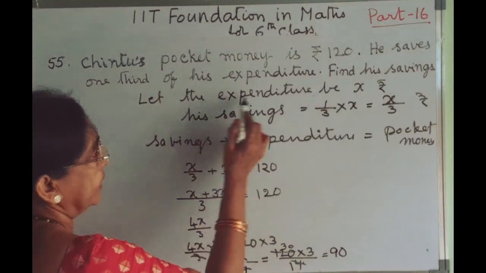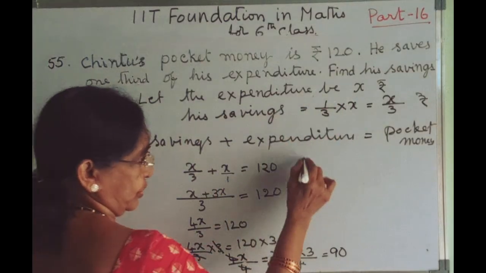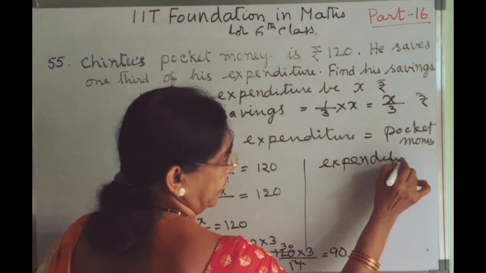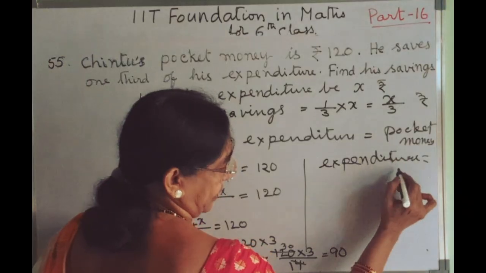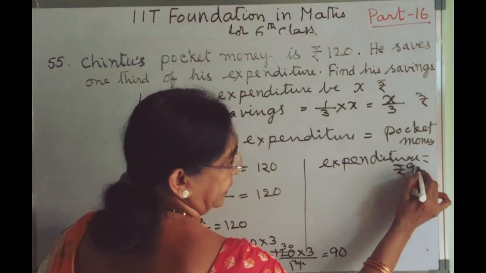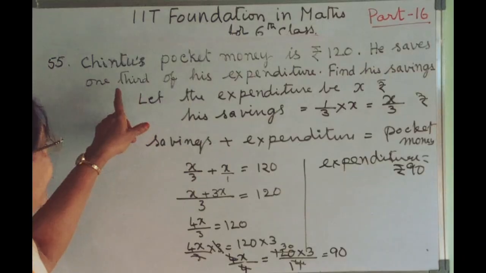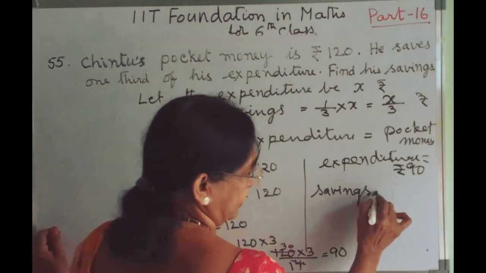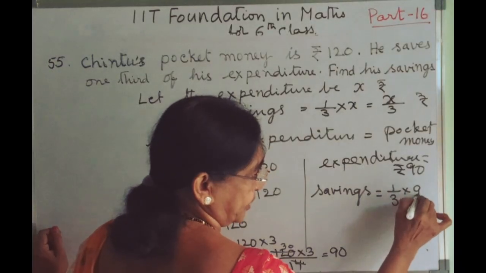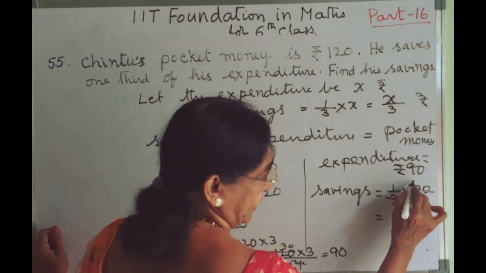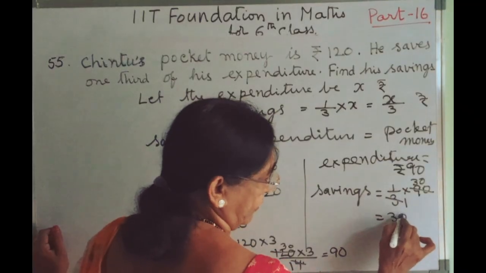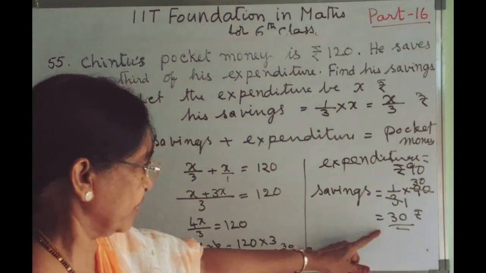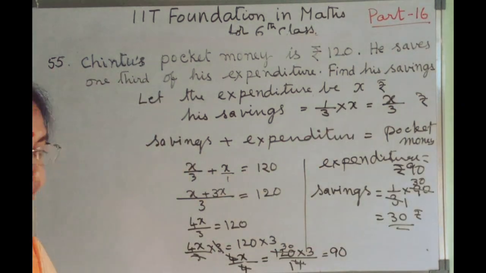What is x? The expenditure is x. So expenditure of Chintu is equal to rupees 90. He saves 1/3 of his expenditure. Therefore, savings of Chintu is 1/3 of expenditure. That is equal to 3 ones 3, 3 threes 9, 0. Savings is rupees 30. So find his savings. Therefore, his savings is rupees 30.